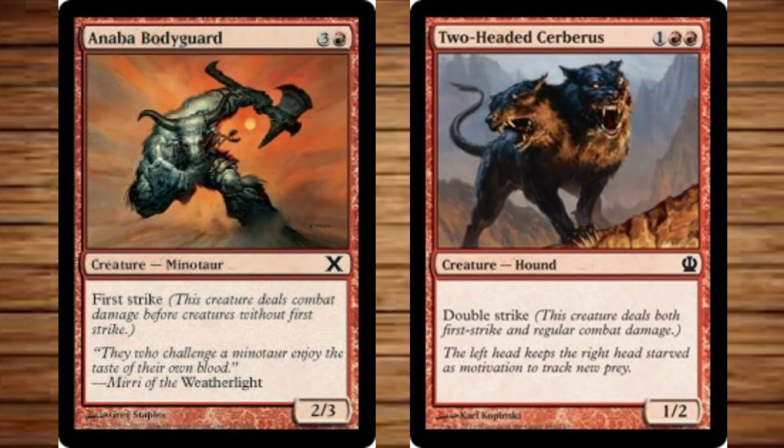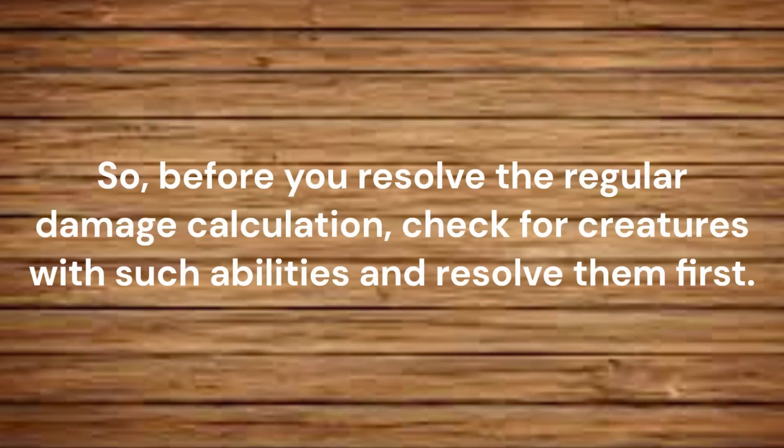Note, some creatures deal damage, roughly saying, faster than others. Abilities like First Strike and Double Strike allow them to do this before others. So, before you resolve the regular damage calculation, check for creatures with such abilities and resolve them first.